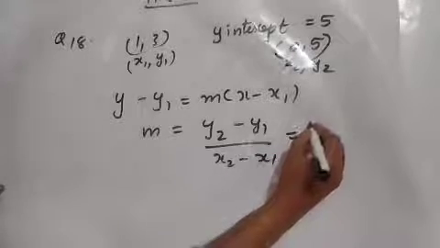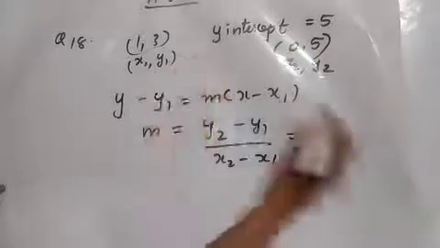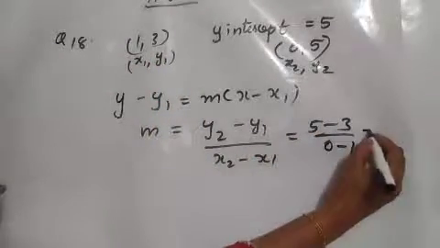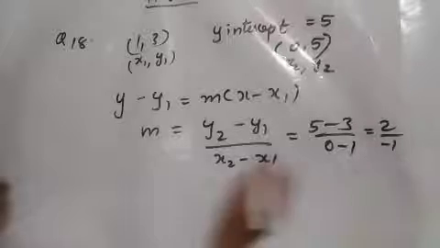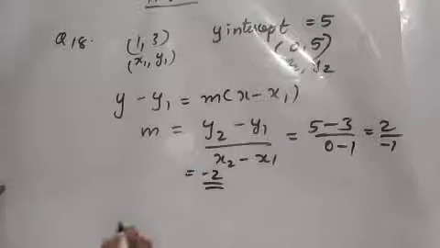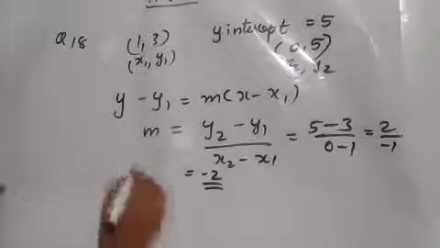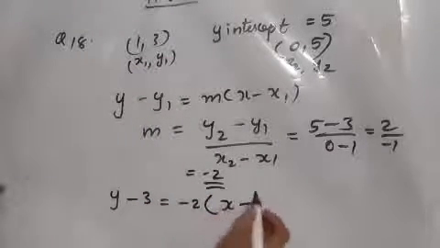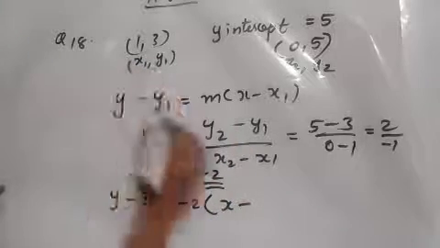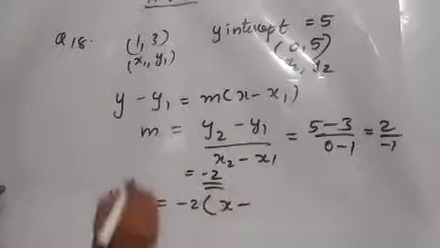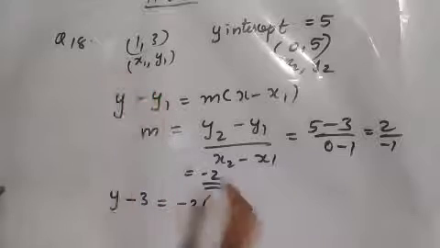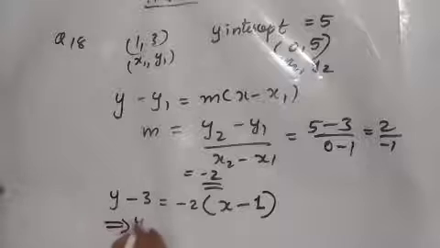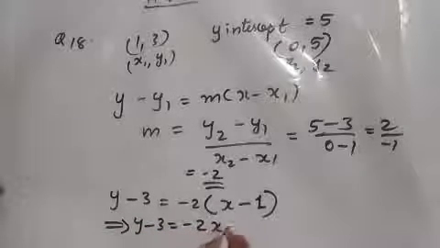Replace. That is (5 minus 3) by (0 minus 1), which is 2 by minus 1, or minus 2. Minus 2 is the slope. Now the equation is y minus y1, that is 3, equals m, minus 2, into (x minus x1). What is x1? Here y1 is 3 and x1 is 1. Okay, so the equation is y minus 3 equals minus 2 into (x minus 1).